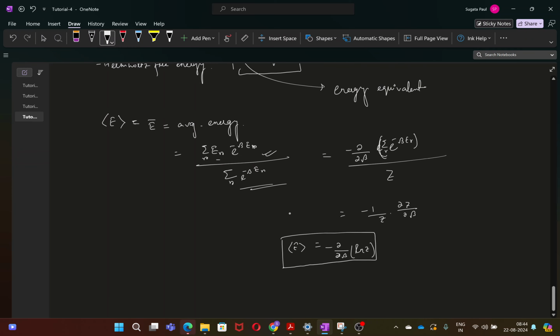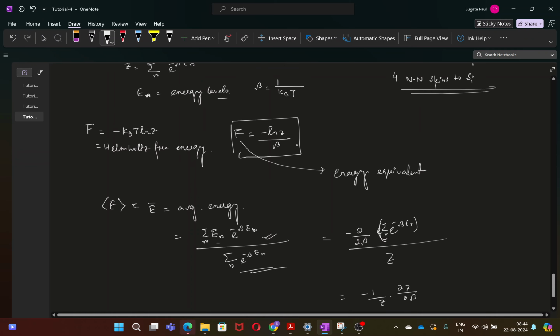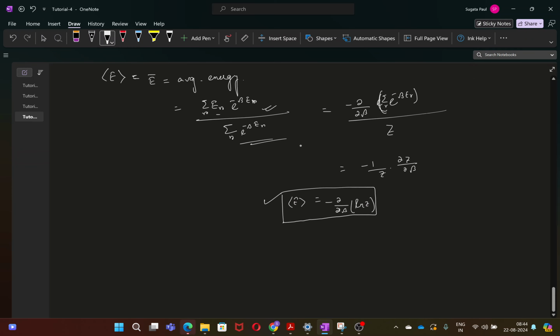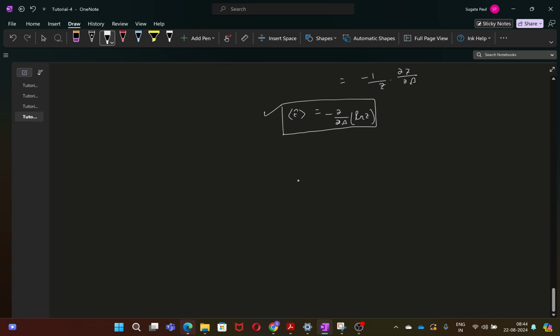So you can see that both this average energy, and also the Helmholtz free energy in this case as an equivalent energy form, because it also has the energy dimension, are dependent on the logarithmic function of the partition function. Okay, so this is the expression for this energy in this Ising model.